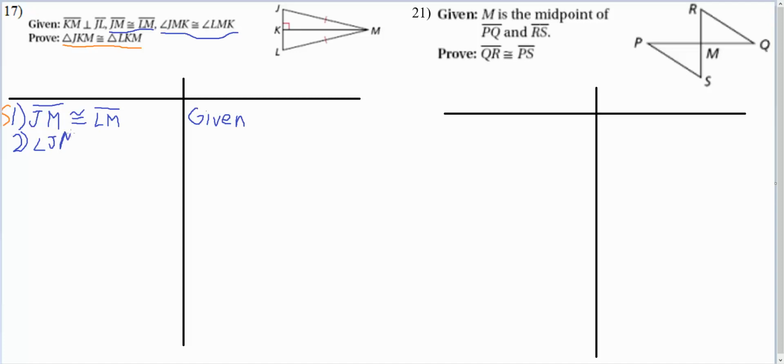angle JMK is congruent to angle LMK. And that, of course, was also given. And as mentioned earlier, that is a milestone. And this particular milestone is that we proved congruent angles. Now, this one isn't marked on the picture, so let's go ahead and do that. JMK is that angle right there, and then LMK is the one right below it.